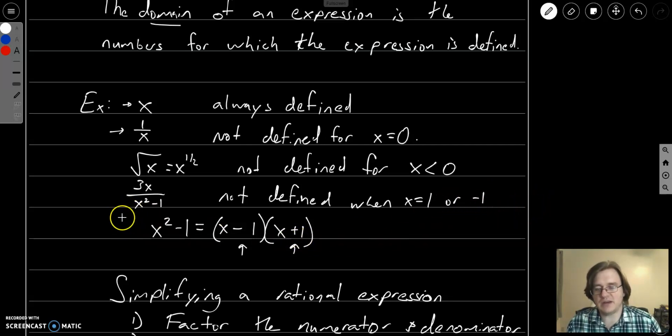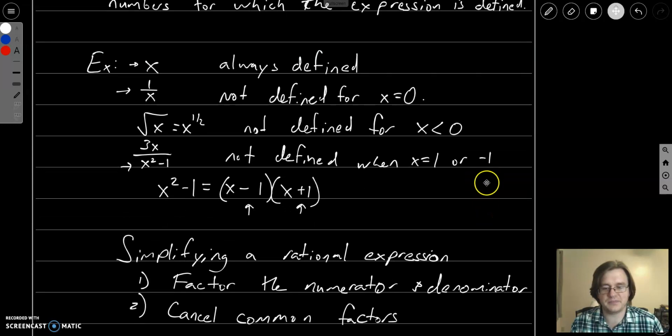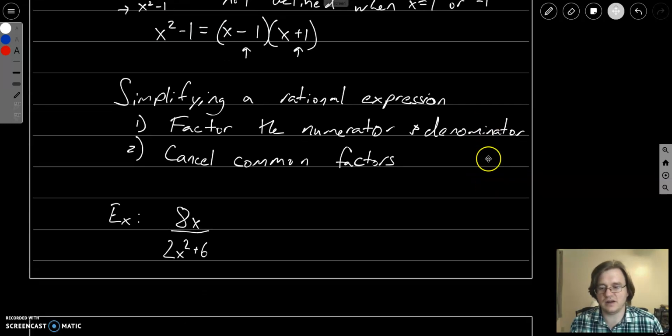So when we look at the bottom of the fraction, we can see that it's 0 either when x is 1 or negative 1, which means that we can't allow x to be 1 or negative 1, otherwise this fraction isn't defined. So this is just the domain, and this is a good thing to keep in the back of your mind as we're simplifying rational expressions here.